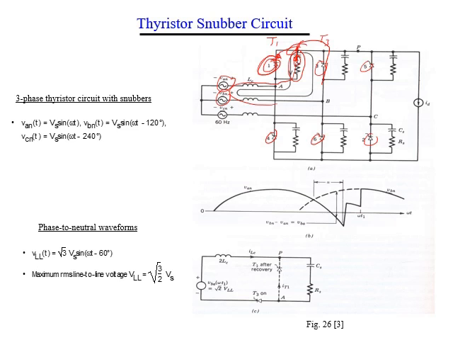This is how the circuit looks like, T1, T3. Without this branch of capacitor and resistance, the current will flow here in this direction. But because of this capacitor, the current will flow across the capacitor and then switch to thyristor T1.